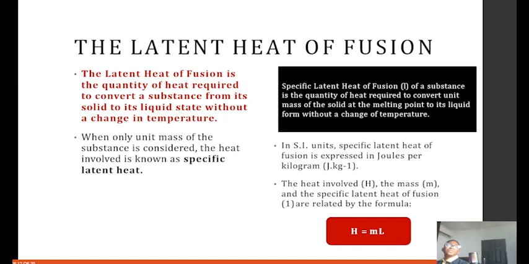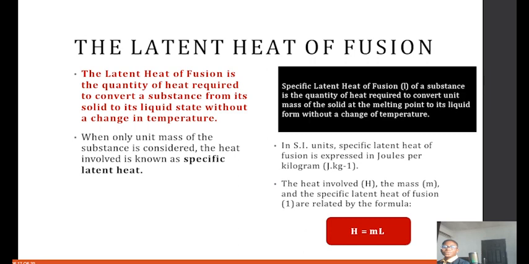When only unit mass of the substance is considered, the heat involved is known as specific latent heat. We've explained this. Specific, just the mass. So specific latent heat of fusion of a substance is the quantity of heat required to convert unit mass of the solid at the melting point to its liquid form without a change of temperature. In SI units, specific latent heat of fusion is expressed in joules per kilogram. So the heat involved, with mass m and specific latent heat of fusion l, is given as H = ml. You can see there is no change in temperature.